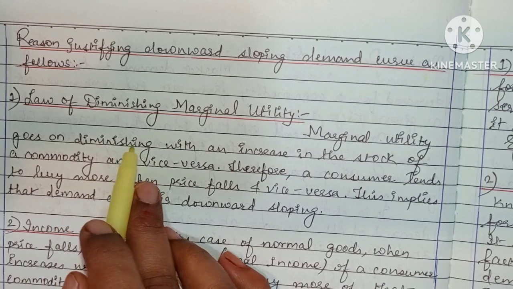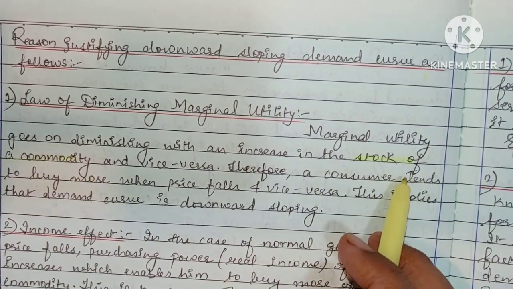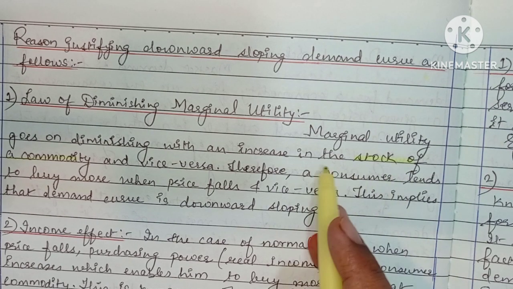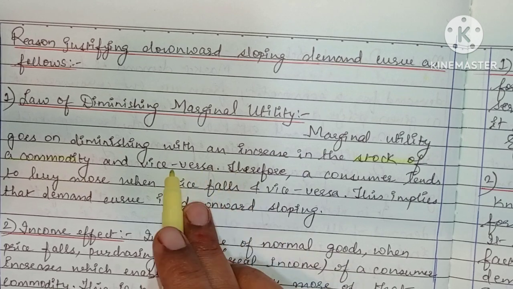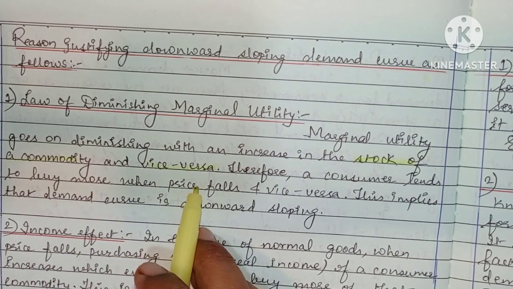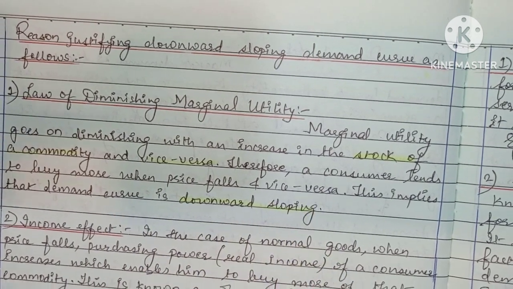Marginal utility goes on diminishing with an increase in the stock of a commodity. As the stock of commodity rises, marginal utility diminishes, and vice versa. Vice versa means opposite of that. Therefore, consumer tends to buy more when price falls, and vice versa. This implies that demand curve is downward sloping. That is a human tendency.